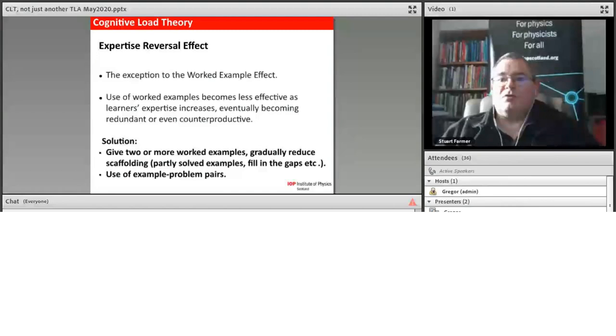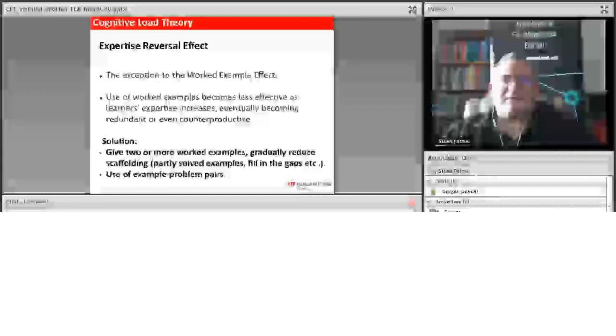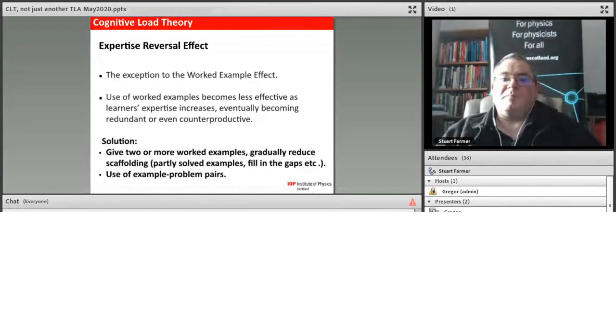And novice learners aren't necessarily just young children. Anybody starting a new task, even as an adult, is a novice at that particular task. So with experience, I think you can judge better exactly how much scaffolding to give and how much to then drop out as the expertise reversal effect kicks in.